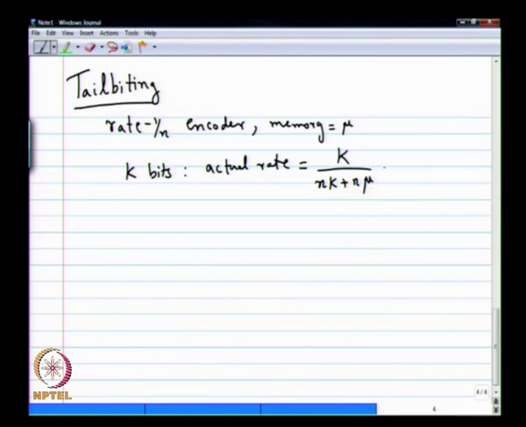So for typical numbers, usually people pick mu equals 6, so let us say we pick mu equals 6 and maybe n equals 3. So what happens to this formula? It becomes k by 3k plus, I am sorry, that should be an actual number, 18, am I right? So if your k is something like 10 or 8 or something very low, then what happens to this rate? It becomes really, really low, much lower than your originally designed 1/3, right?